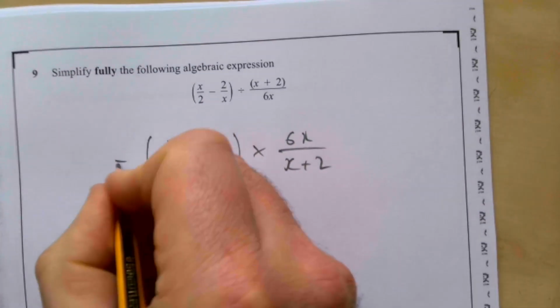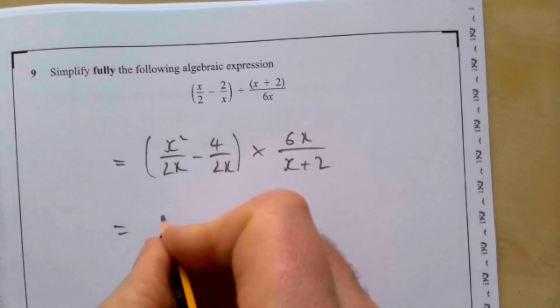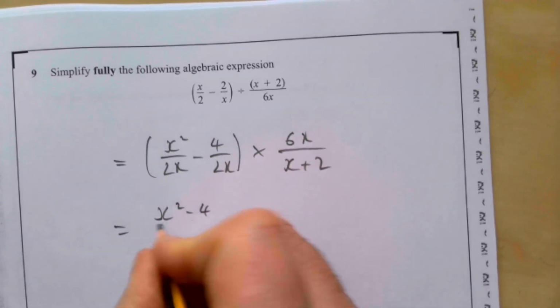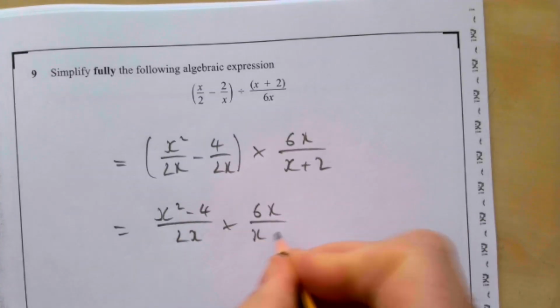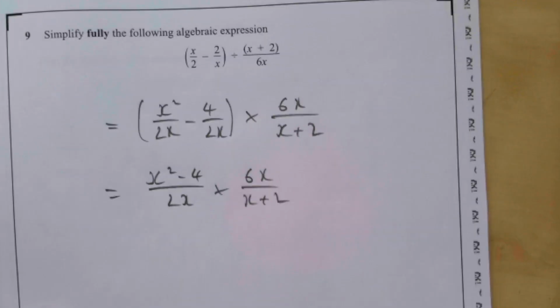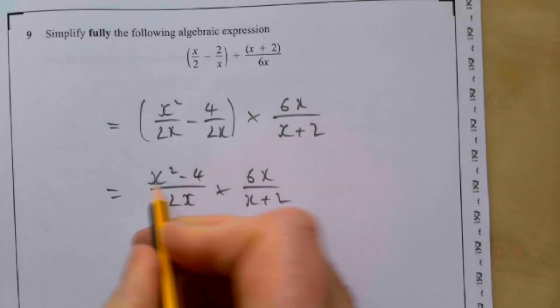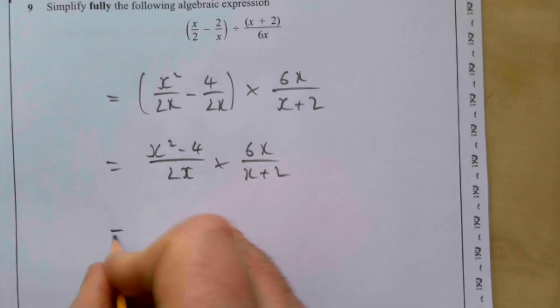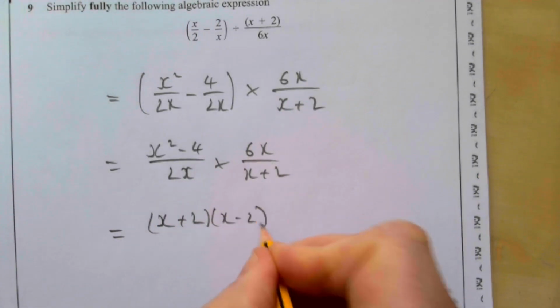Hope we're good with that for a first move. We have same denominator here on the bottom, so that's going to be x squared minus 4 all over 2x multiplied by 6x over x plus 2. And then we're looking to cancel out common factors. So there's an x is going to go there, there's a 2 is going to go there, and you spot this is a difference of two squares. So that's going to be x plus 2 upon x minus 2.